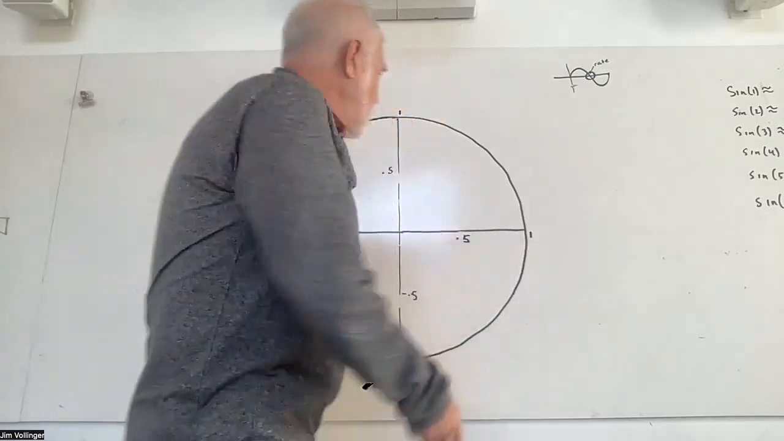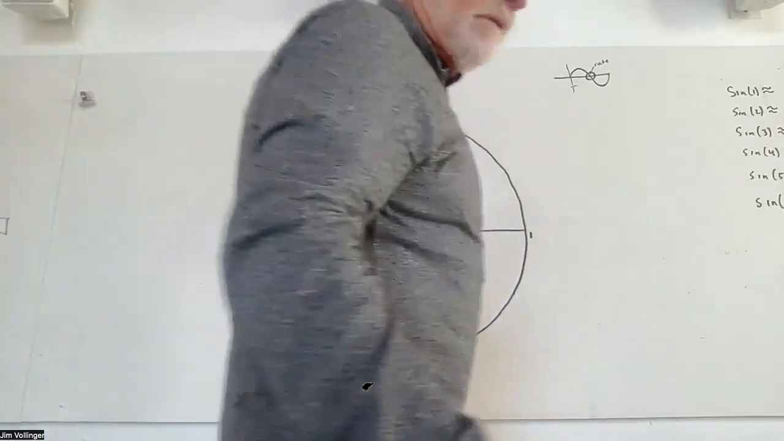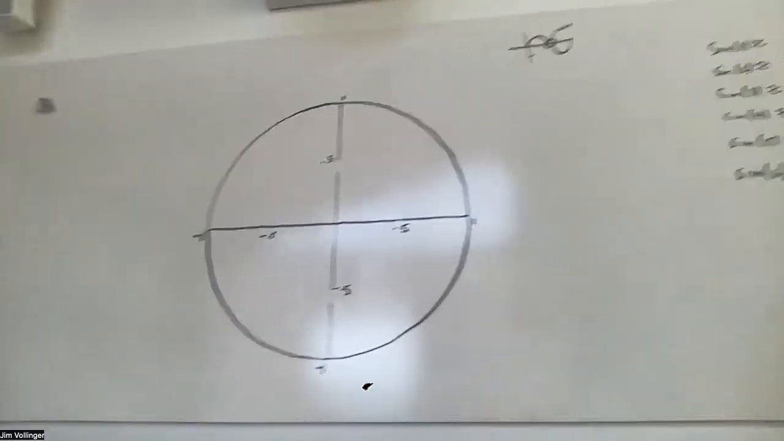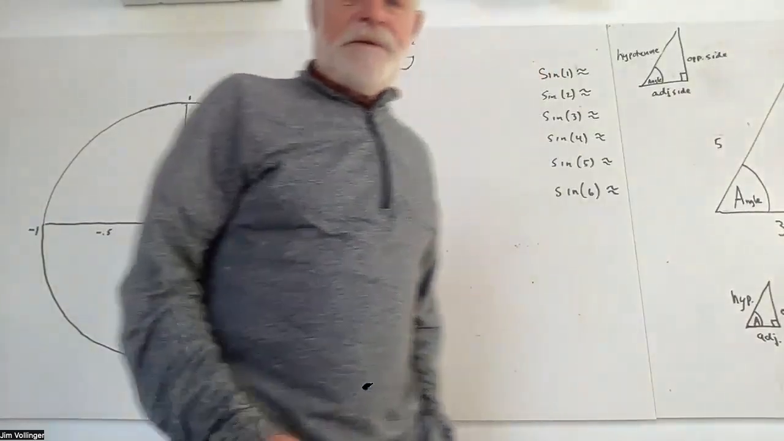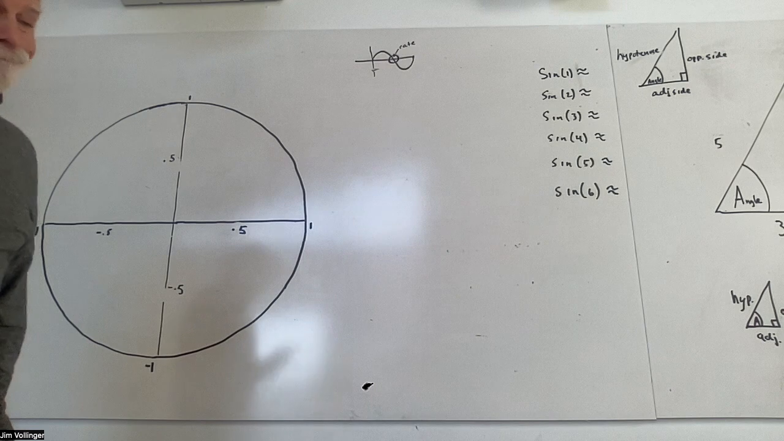So I used Desmos to trace a circle. And what we're going to do in this video is approximate the sine of 1, the sine of 2, the sine of 3, the sine of 4, the sine of 5, the sine of 6.